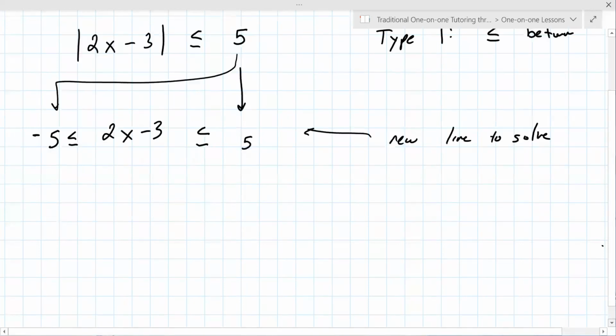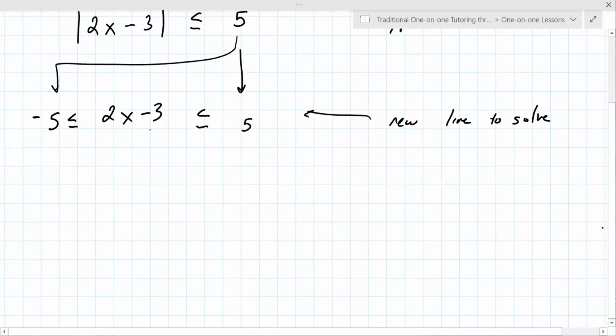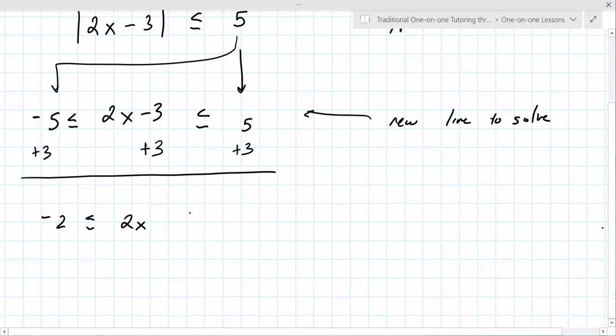So we want to get x by itself. And do you see how it's being subtracted by 3? So you add 3, but you actually do it in 3 places here. So on the left, it becomes -2 less than or equal to 2x less than or equal to 8.